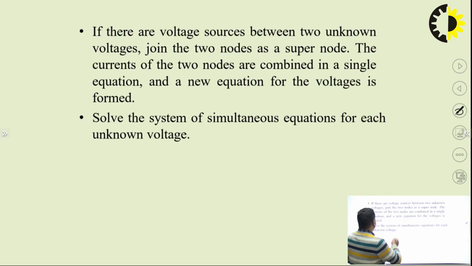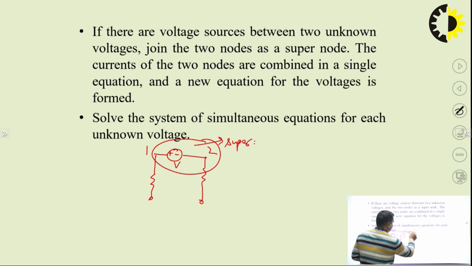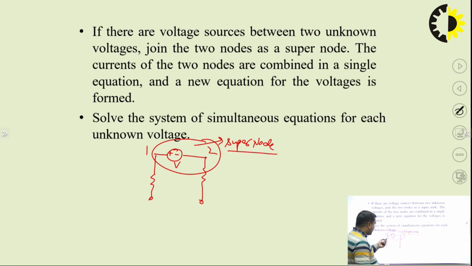If there is a voltage source between two unknown voltages, join the two nodes as a supernode. In some cases we have a situation like this: this is node 1, this is node 2, here is a resistance, and here is a voltage source V. This type of network is under the supernode condition. We cannot apply KCL at these nodes because we don't know how much current is flowing in this particular branch, since there is no resistance there. We will discuss it later. After getting the equations, we solve them to get the node voltages, and then we can also calculate the branch currents.